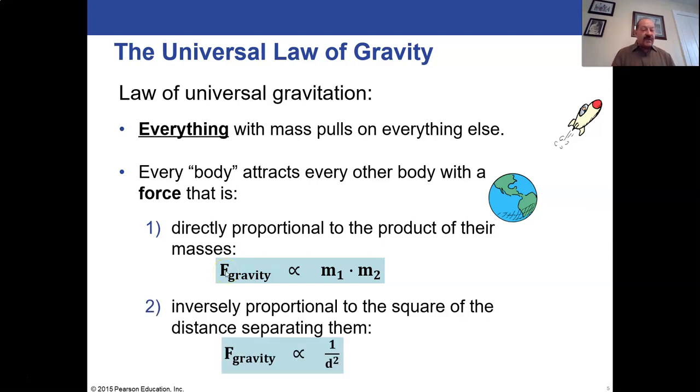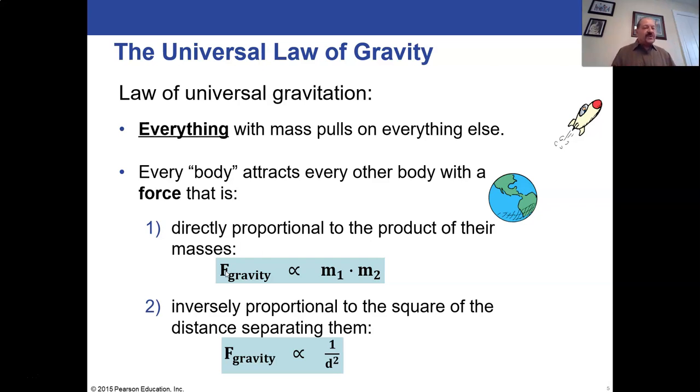And what was also realized is that the force of gravity is inversely proportional to the square of the distance separating these two bodies. And when we say distance, we don't mean the distance from their surfaces, like the surface of the Earth to the surface of the moon. We mean the center of the Earth to the center of the moon, or the center of our body to the center of the Earth. We don't usually do the center of our body because we're so small compared to the Earth.